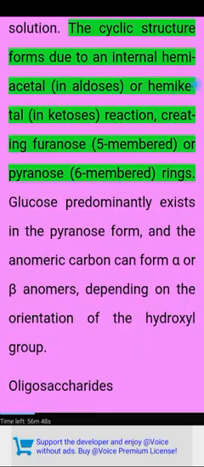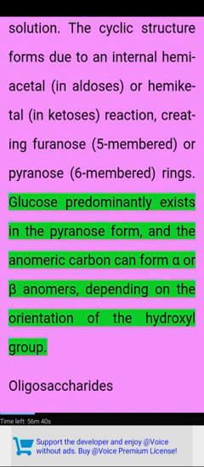The cyclic structure forms due to an internal hemiacetal reaction in aldoses or hemiketal reaction in ketoses, creating furanose, 5-membered, or pyranose, 6-membered rings. Glucose predominantly exists in the pyranose form, and the anomeric carbon can form alpha or beta anomers, depending on the orientation of the hydroxyl group.